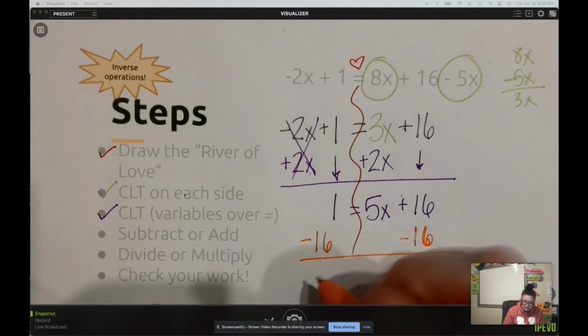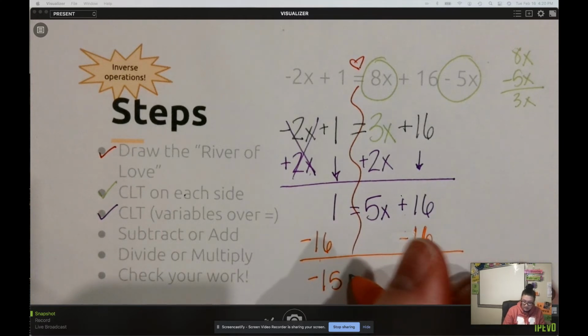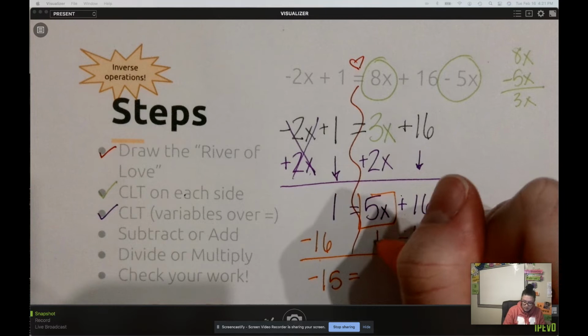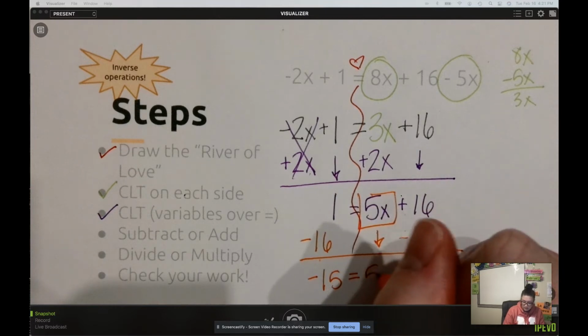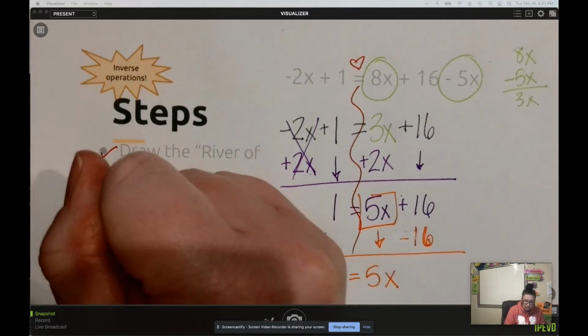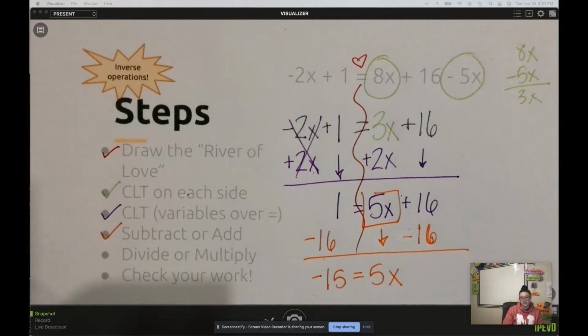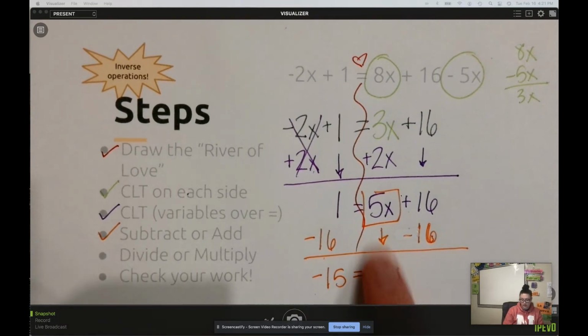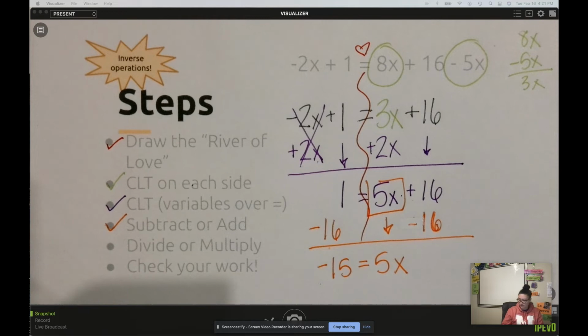1 minus 16 gives me a negative 15. Double check. Make sure that you've got that negative there. It's really easy to get this problem wrong because we forget about that negative. Bring down that 5x on the other side.